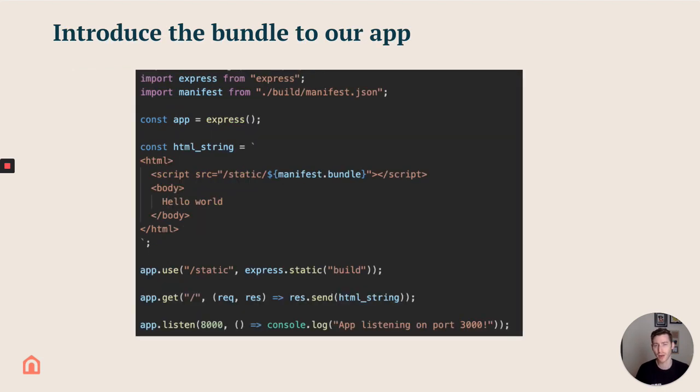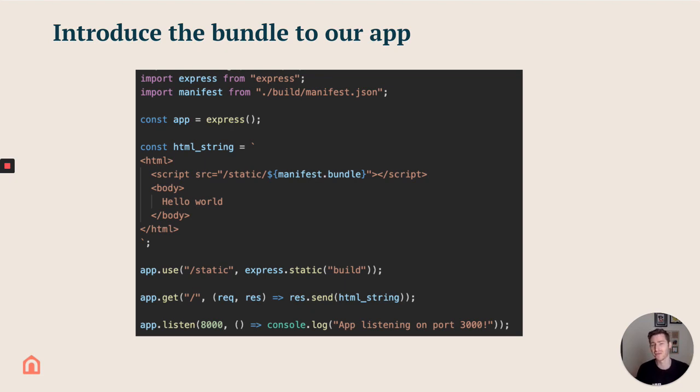So then it comes to our application itself. How does our application actually make use of this bundle? We've got a very simple Express application here. It just imports our manifest JSON file and adds a bundle to the static, calling it from a static location. We are defining our build folder as a static accessible route, and then we are returning our HTML string.